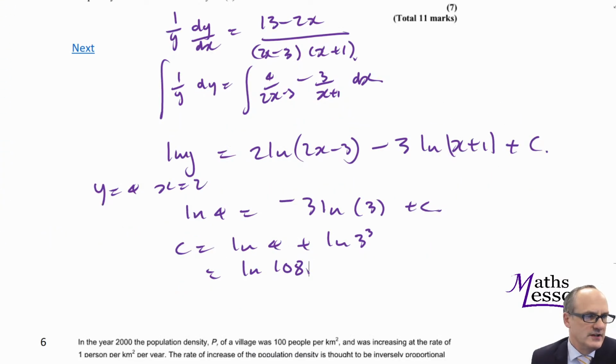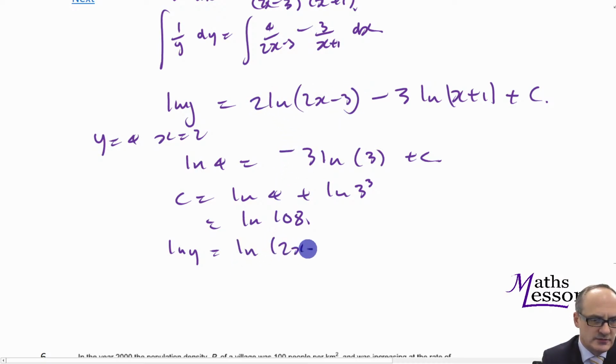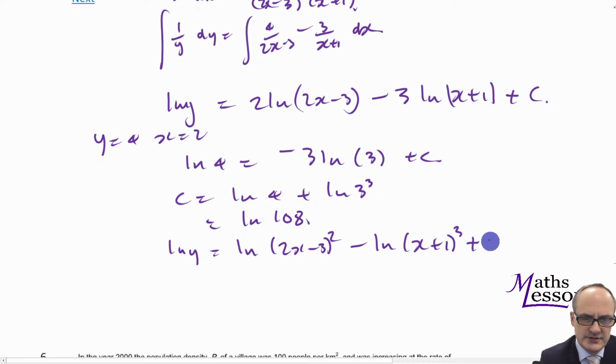And we're still going to need even more space for this question. So what we've got here: natural log of y equals, well, I'm going to just bring this up as a power now, natural log of 2x minus 3 squared. I'm going to bring this one up as a power as well, natural log of x plus 1 cubed, plus natural log of 108.